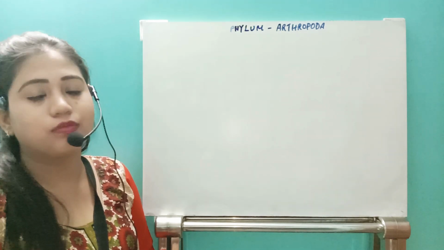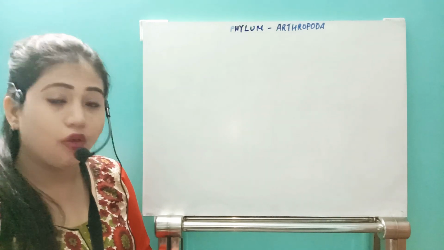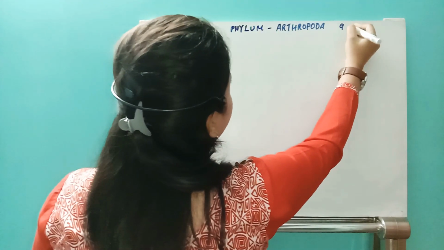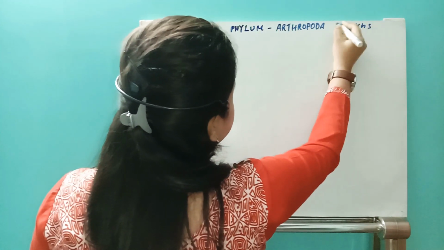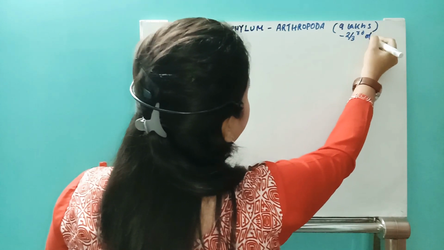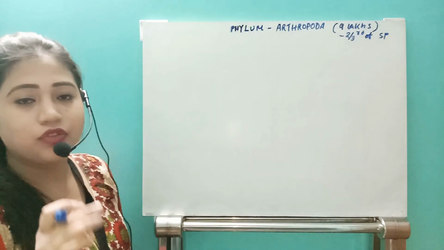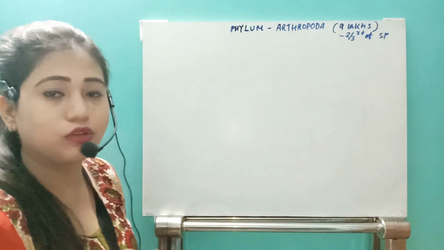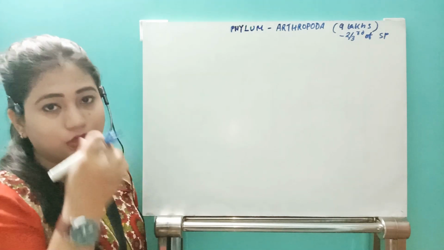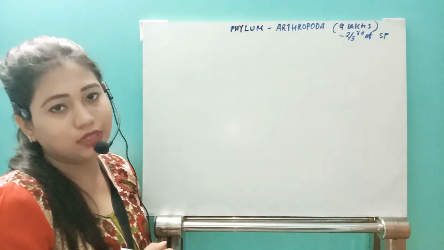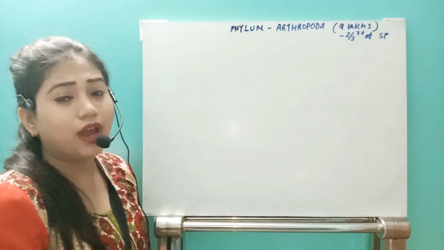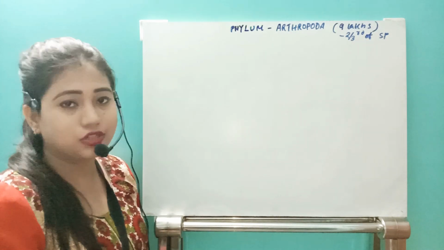See, this phylum Arthropoda is the largest phylum. It includes around 9 lakhs of species, which is more than 2/3 of the whole animals in the animal kingdom. Remember that. Now a question will appear: why can this phylum be the largest phylum?